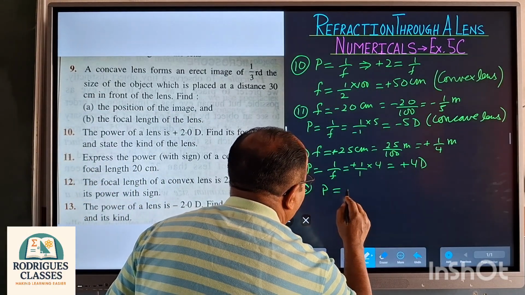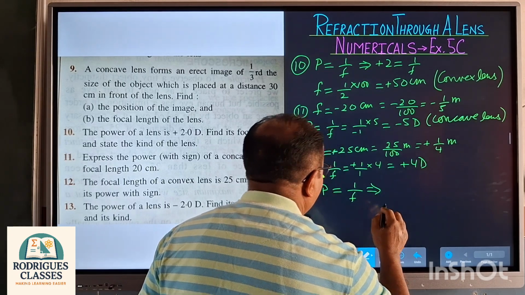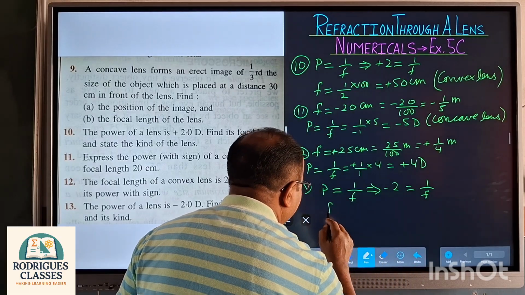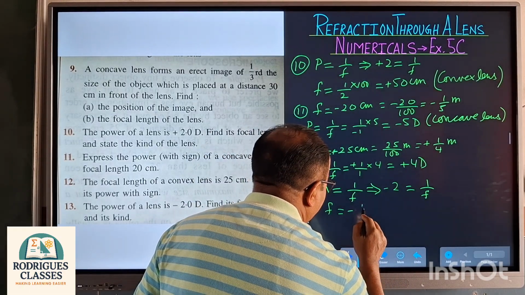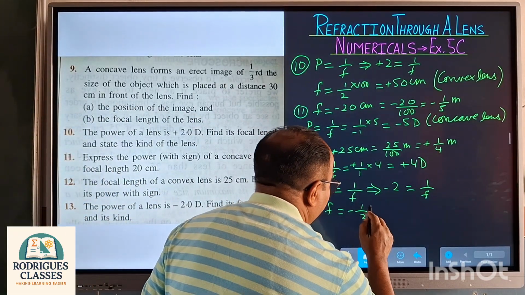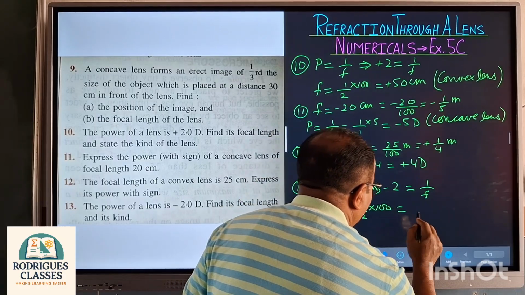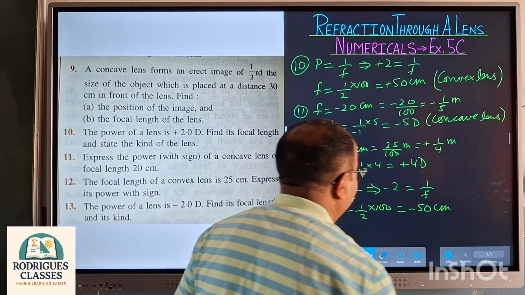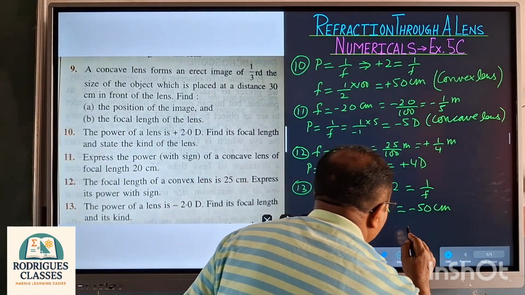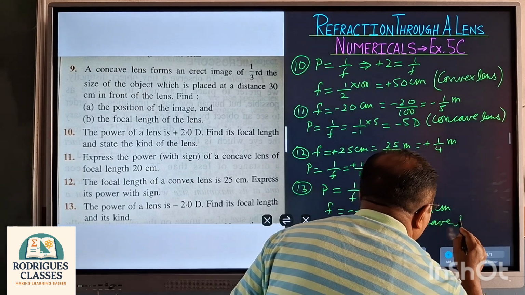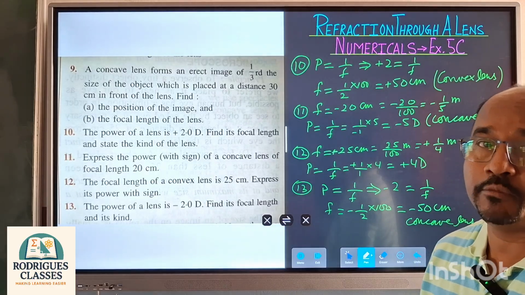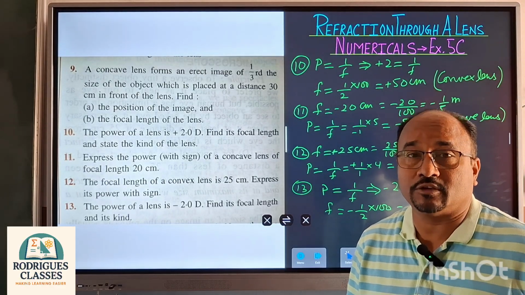So I write the formula directly. P is equal to 1 by F. So minus 2 is equal to 1 by F. So I will be getting F is equal to minus 1 by 2. This will give us the answer in meters. If I want to convert it into centimeters, multiply by 100, and I get minus 50 centimeter. Minus means it is a concave lens, as we have to tell their kind. So I write here concave lens. These are easy numericals, but you should know them because they can be asked in your MCQ questions.